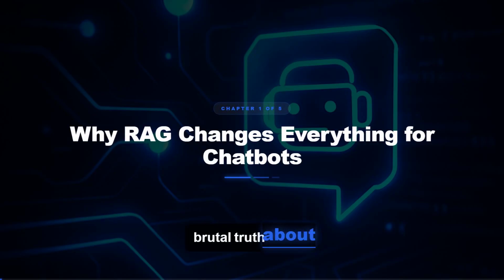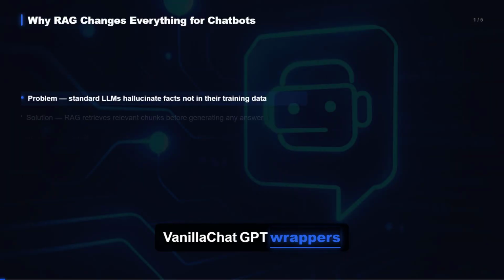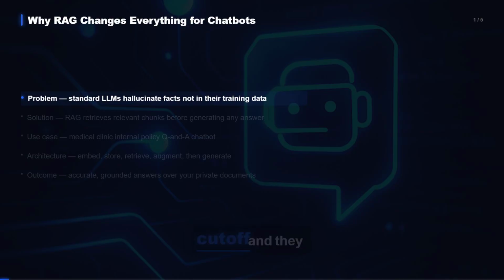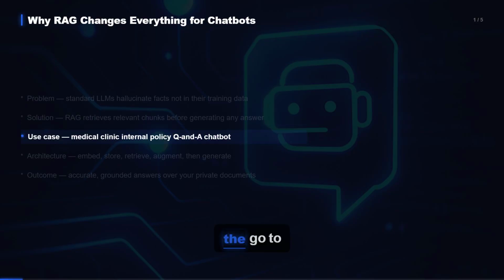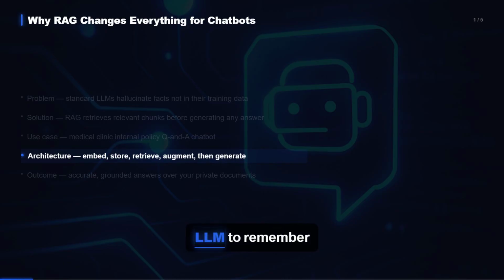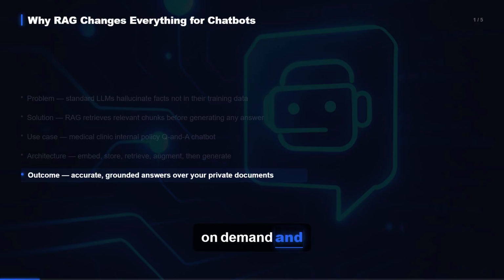Here is the brutal truth about vanilla ChatGPT wrappers. They hallucinate, they have a knowledge cutoff, and they know absolutely nothing about your private data. That is exactly why Retrieval Augmented Generation, or RAG, has become the go-to architecture for every serious AI product in 2026. Instead of asking an LLM to remember facts, RAG fetches the right information on demand and injects it directly into the prompt. Think of it as giving your chatbot a real-time research assistant.